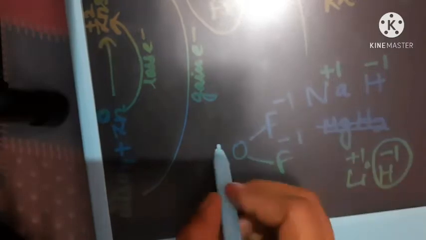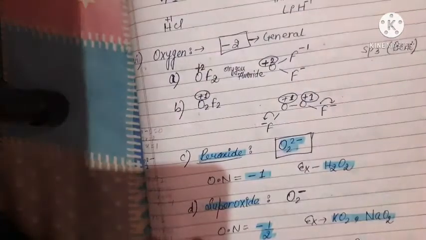You can see how O, F and F. This F contains minus 1, this F contains minus 1. So oxygen contains plus 2 to make it overall 0. O2F2. In O2F2, F contains minus 1, so the two oxygens together contain plus 2. So plus 2 by 2 equals plus 1.